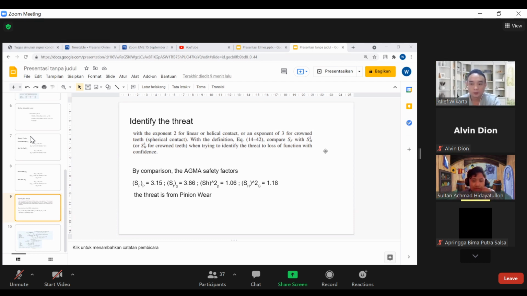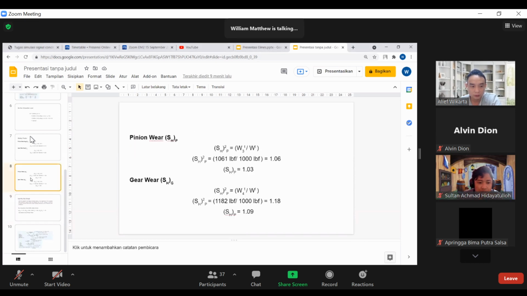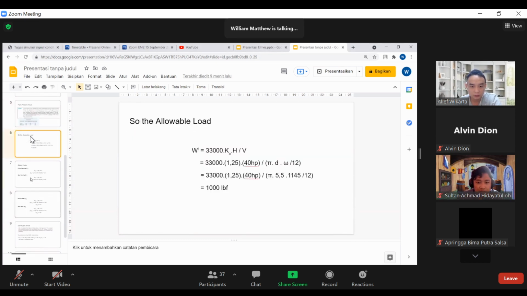Sir, excuse me, sir. I want to ask something. Yeah, Mas Sultan. First of all, William, could you scroll up to the calculation of WT? The allowable load.